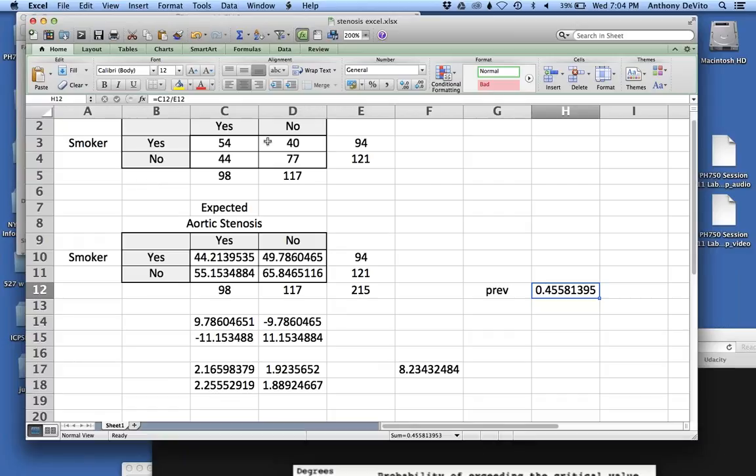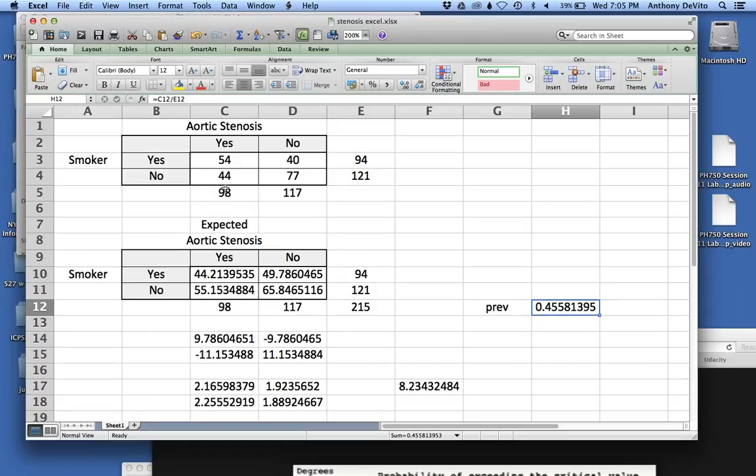But you could have done it that way, where you figured out the prevalence of smokers for each group. In other words, out of the 98 people that have aortic stenosis, what percentage of them should be smokers if there's no difference between? You could do it that way. You could turn it around on its side.